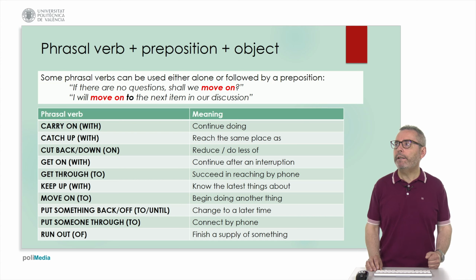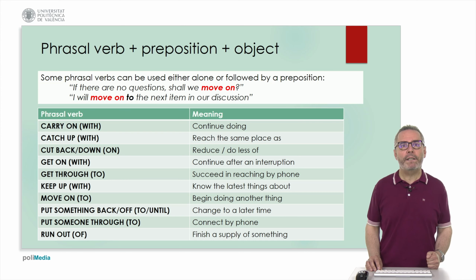Sometimes we have a combination of phrasal verb plus preposition plus object. Some phrasal verbs can be used either alone or followed by another, an extra preposition. For example, "If there are no questions, shall we move on?" on its own. Or in this other example, "I will move on to the next item in our discussion."